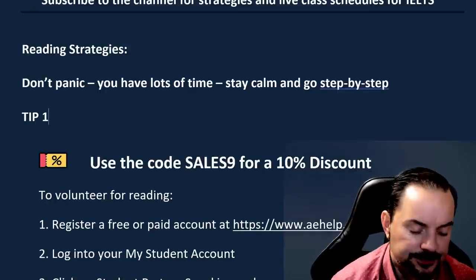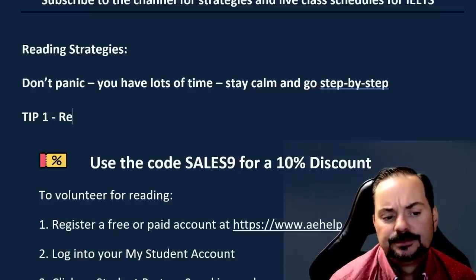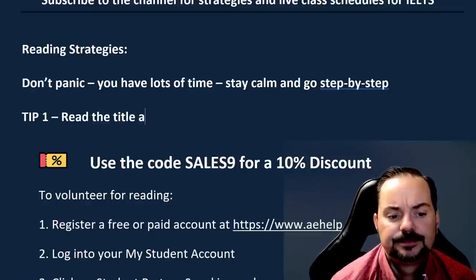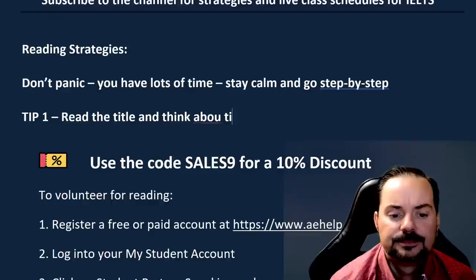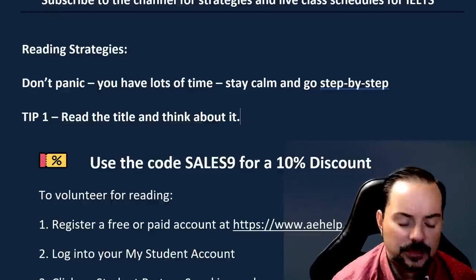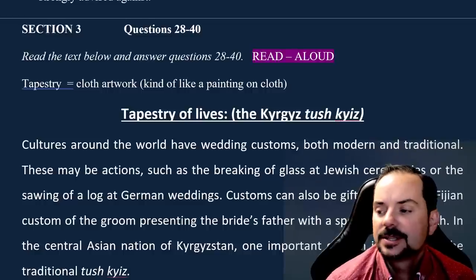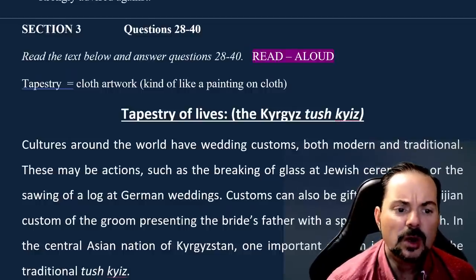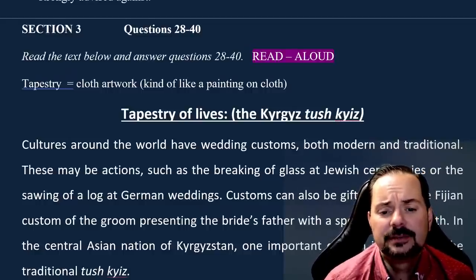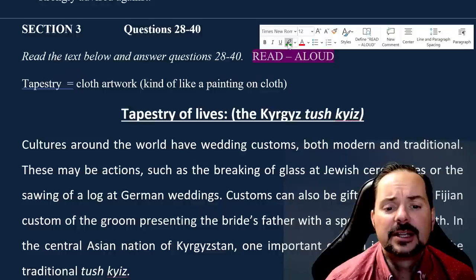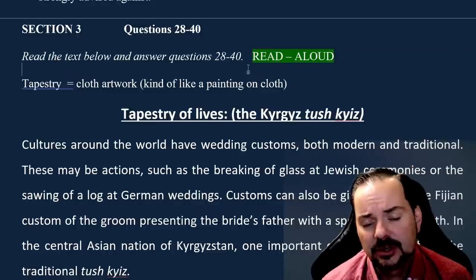Tip 1. Read the title. And think about it. Okay. So, let's take a look at today's reading. There it is. Read aloud, everybody. Whenever you have the chance, read aloud. Reading aloud is super useful. It means hearing yourself read, okay?